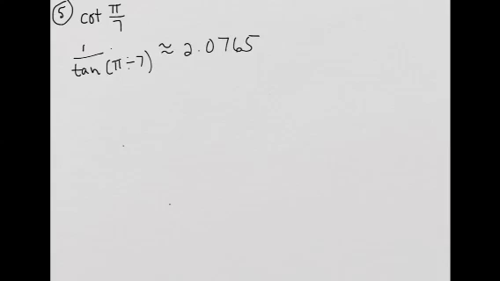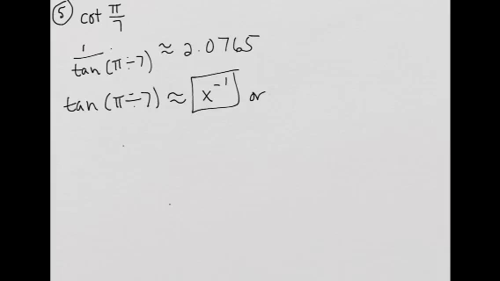The other thing you can do is put in tangent of pi divided by 7, and then it's going to give you an answer. And then hit the reciprocal key. Some calculators have this key. So whichever method you like, they give you the same answer.